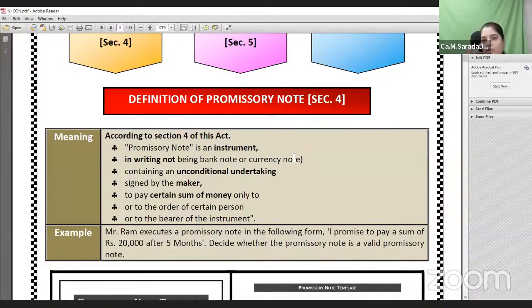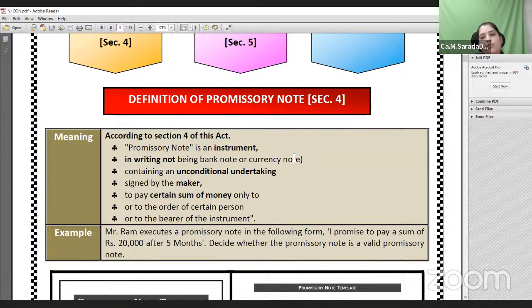It's an instrument. A promissory note is an instrument having value, and it should compulsorily be in writing, as I have already told you. It is not a bank note or a currency note, and it contains an unconditional order, and it is signed by the maker. Who will sign the promissory note? Only after his signature is the promissory note valid. The maker will sign. And the amount specified in the promissory note should also be certain. It cannot be an uncertain or approximate amount.